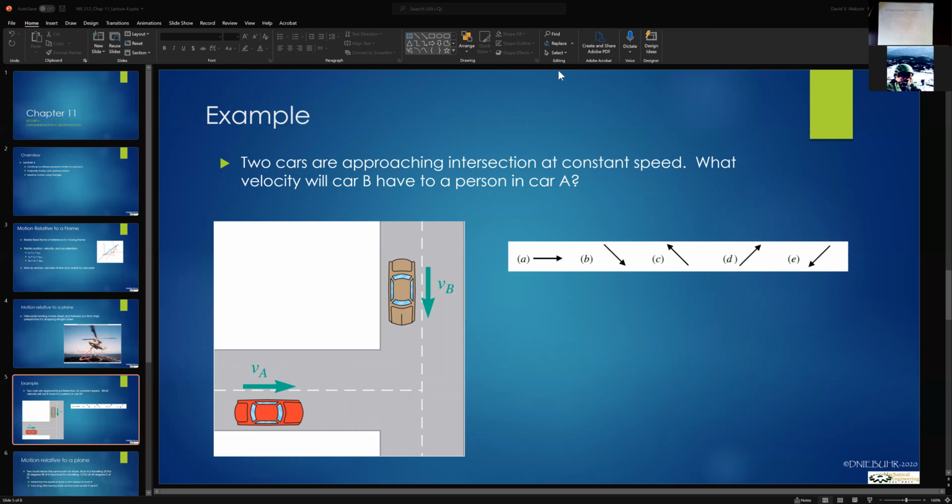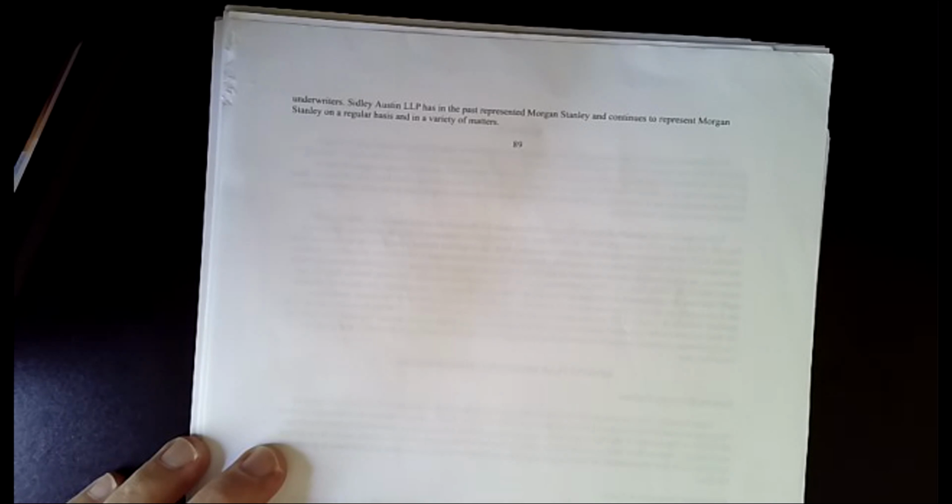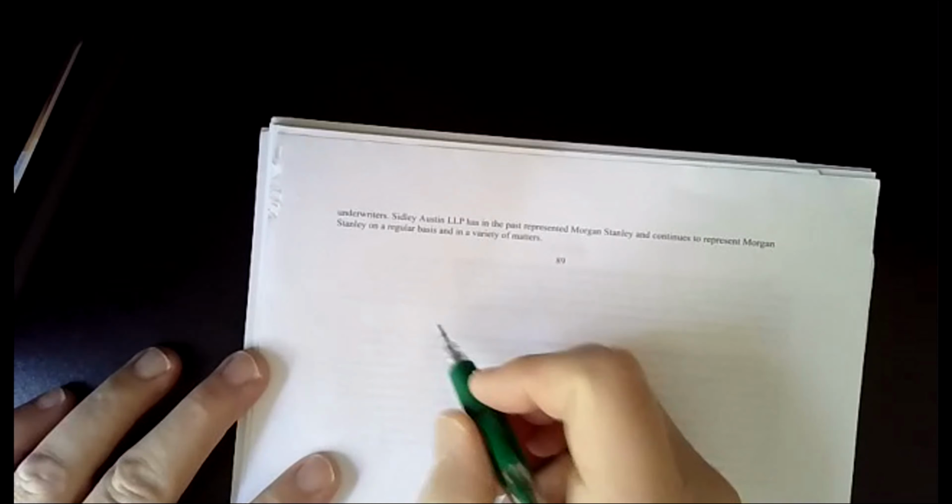Now, in this example, you have two cars and you're asked to determine, if you're in car A, what is the velocity of car B relative to A? If you're not sure, there are those different arrows that point to which directions they would be. But if you're not sure just from looking at it, then what you could do is just draw it.